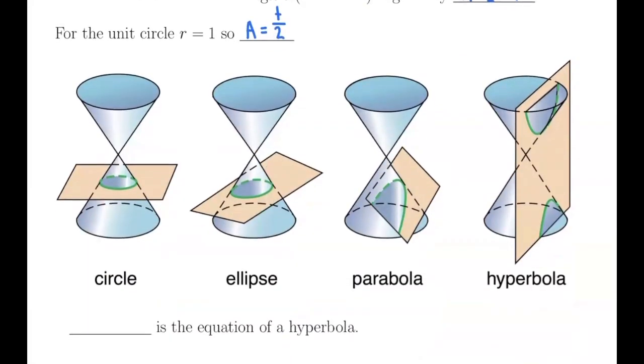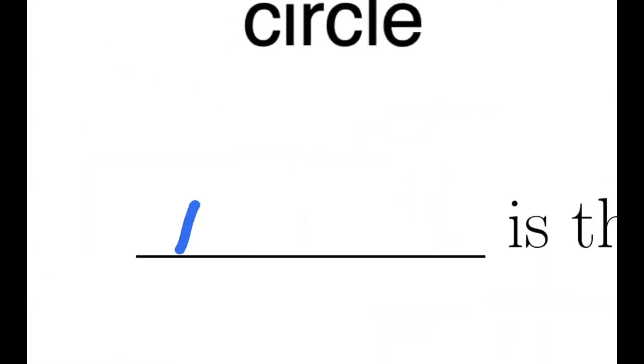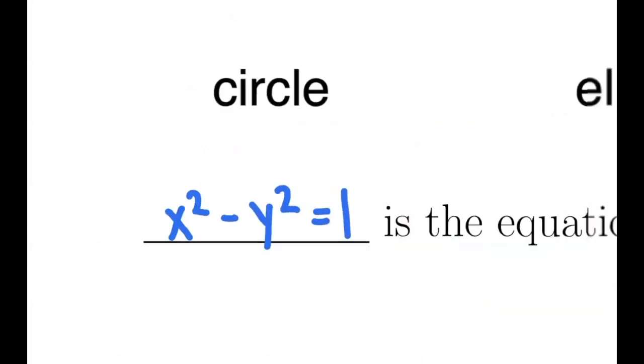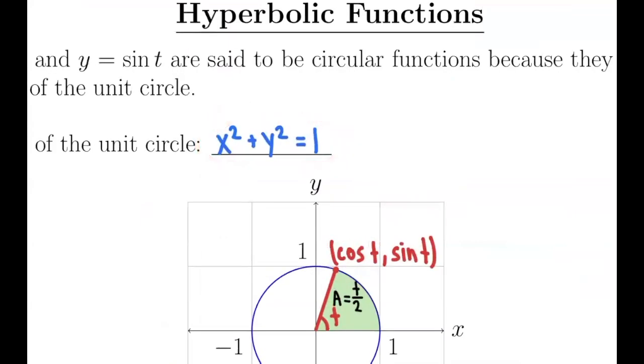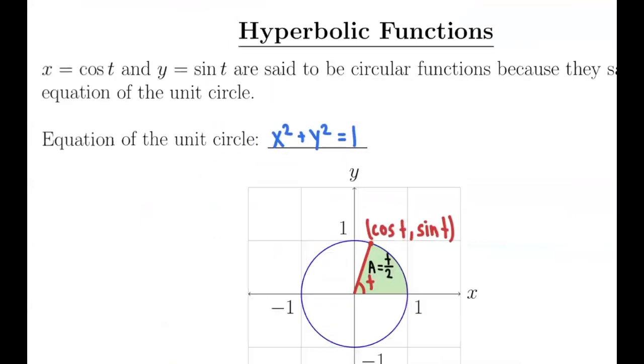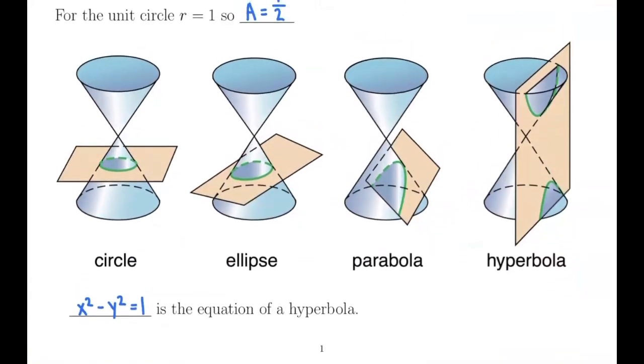Does anyone know the equation of a hyperbola? I do. Yes, what is it? That would be x squared minus y squared equals 1 if we're doing the whole unit thing. Yeah, you're right. X squared minus y squared equals 1. So it's literally the same thing as the equation of the unit circle, but instead of a plus, it's a minus now. And that means the x squared and the y squared are not commutative in this equation.